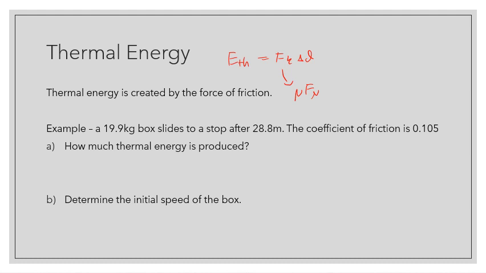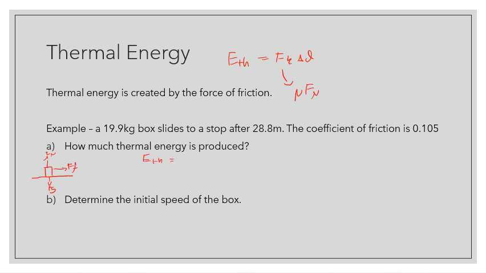A 19.9 kilogram box slides to a stop after 28.8 meters. The coefficient of friction is 0.105. How much thermal energy is produced? Let's draw a free body diagram. You have the force normal going upwards from the box, force gravity going downwards, and you have force friction here.